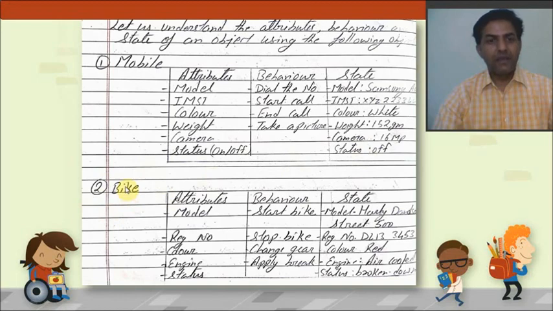Same, second example is bike. The attributes will be model, registration number, color, engine, status. Same, behaviors will be start bike, stop bike, change gear, apply brake. State will be model, that is Harley Davidson Street 50, this is model number, registration number DL133453, color is red, engine air cooled, status is broken down, that means it is maybe second one or a new one. So these are the attributes, behaviors of these two objects.